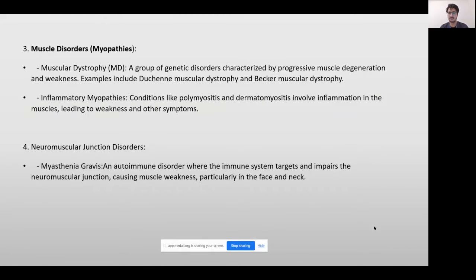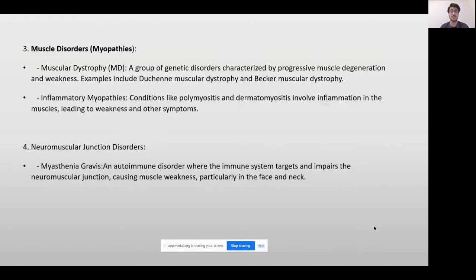It's a genetic disorder, and it's characterized by progressive muscle degeneration and weakness. Examples include Duchenne and Becker's muscular dystrophy. The other division of the myopathies or muscle disorders is the inflammatory myopathy, for example, polymyositis and dermatomyositis, which we are going to discuss in our next slides as well.